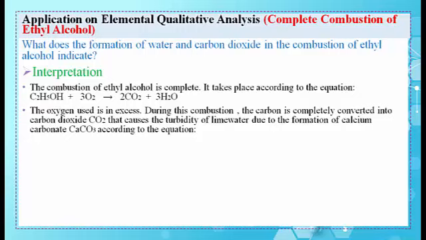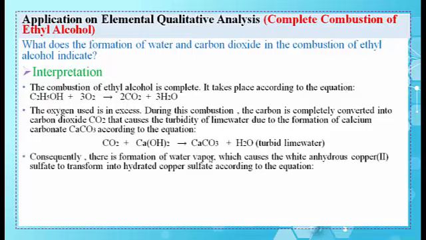During this combustion, the carbon is completely converted into carbon dioxide, CO2, that causes the turbidity of lime water due to the formation of calcium carbonate, CaCO3, according to the equation CO2, carbon dioxide, plus Ca(OH)2 give CaCO3 plus H2O, which is turbid lime water due to the presence of CaCO3.